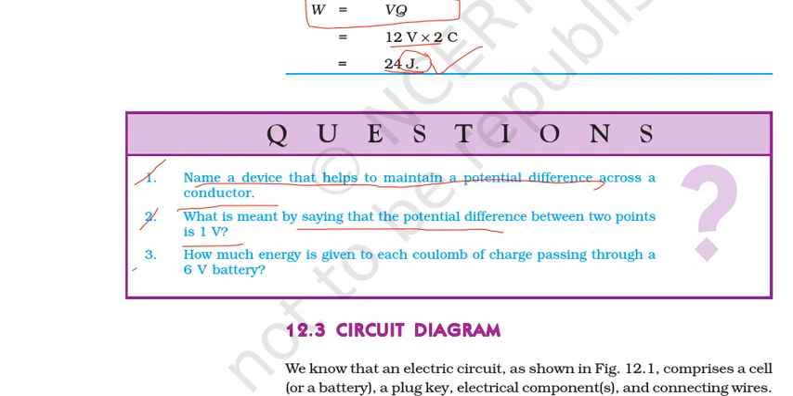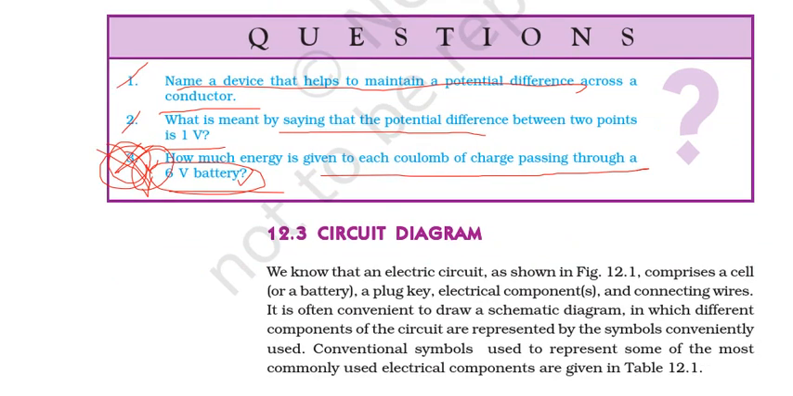The third one is: how much energy is given to each coulomb of charge passing through a 6 volt battery? This question is very important, and it was already asked in previous competitive exams in state government and central government. I also got this kind of question when I wrote the exam. For this question there is no need of writing the theory part. The answer is direct. If you prepare all the papers I sent to you, just prepare it and write the answer. Now go for the next one.